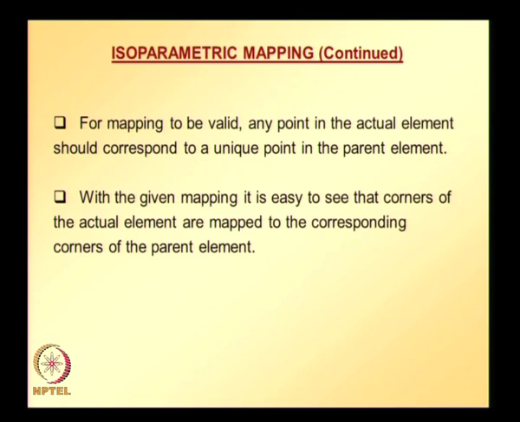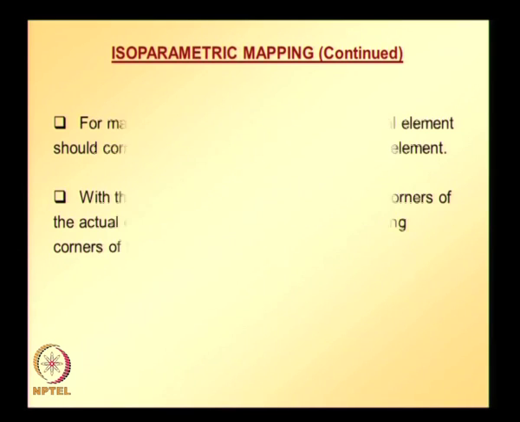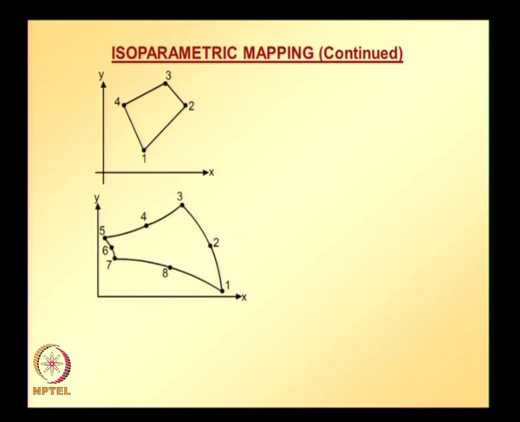With the given mapping, it is easy to see that corners of the actual element are mapped to the corresponding corners of the parent element. To illustrate this, let us go back to the figure which we have already seen and verify whether this statement is correct or not. What this statement says is corners of the actual element are mapped to the corresponding corners of the parent element. Let us check whether this statement is true or not.